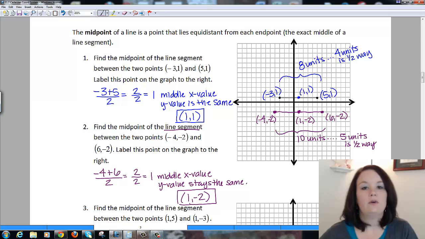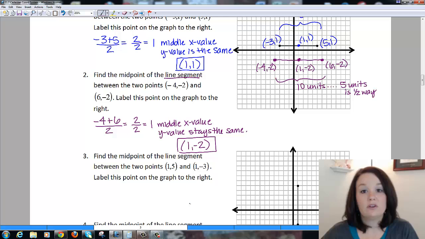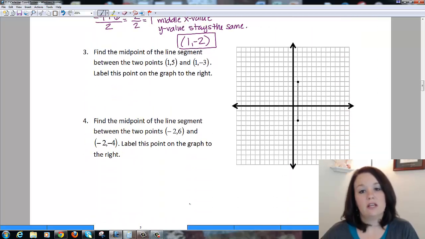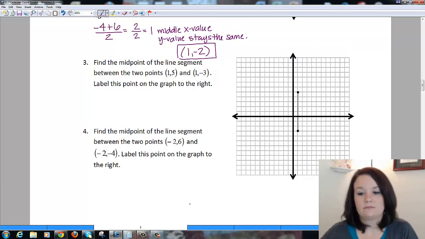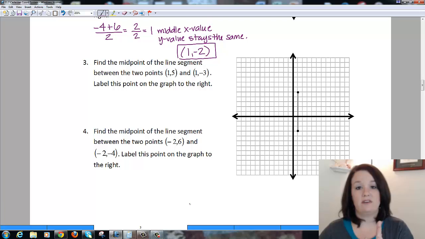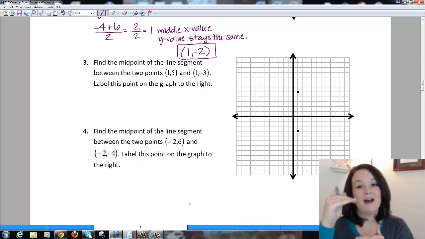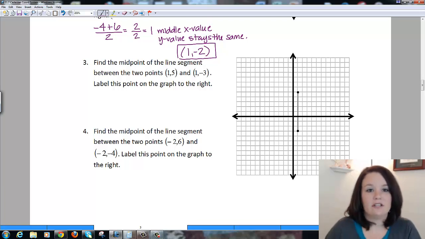Okay. I want to look at another one. The only difference here is we're looking at a vertical line now instead of a horizontal line. So when we look at a vertical line, now we're going to have our x value is going to be the value that's not changing. And to find our halfway point, we're going to be using our y values instead of our x's to average. Okay, so let's go ahead and look at this one.